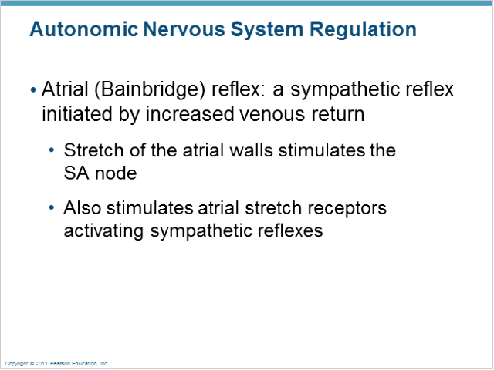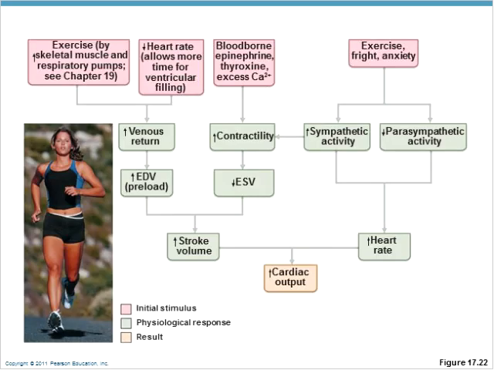The atrial Bainbridge reflex is a sympathetic reflex initiated by increased venous return. So the stretch of the atrial walls stimulates the SA node. It also stimulates atrial stretch receptors, activating the sympathetic reflexes throughout the cardiovascular system. So exercise by the skeletal muscle and respiratory pumps, you saw that before in Chapter 19. Heart rate allows more time for ventricular filling.